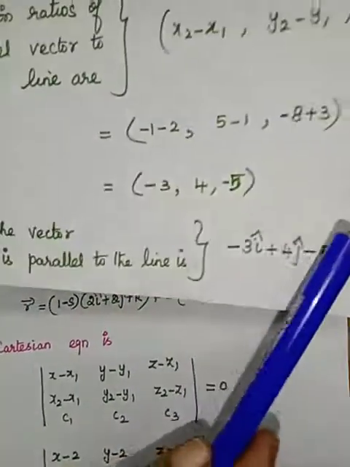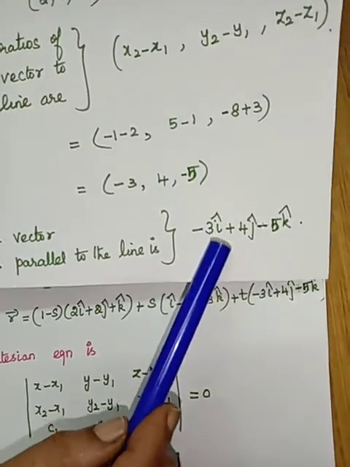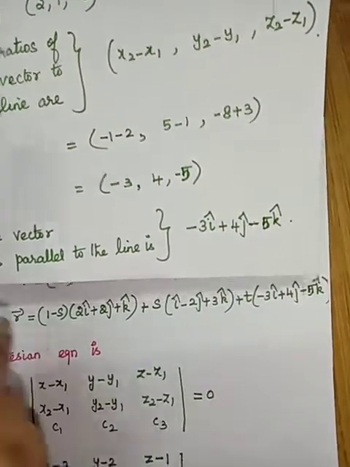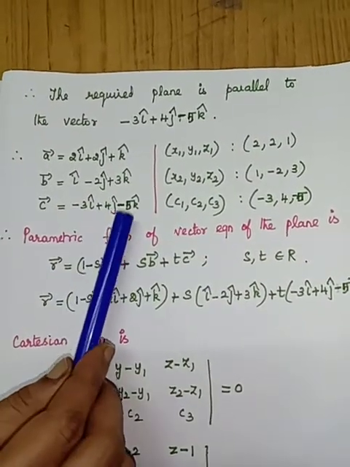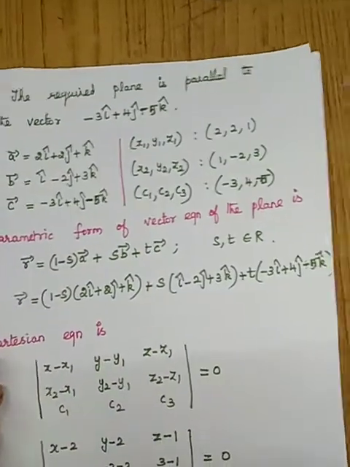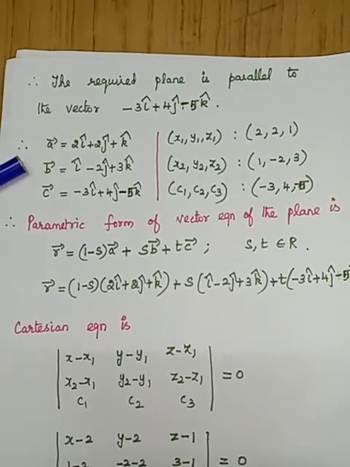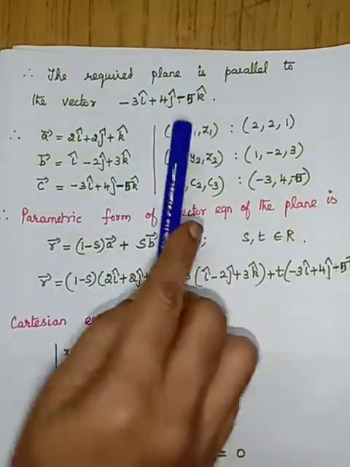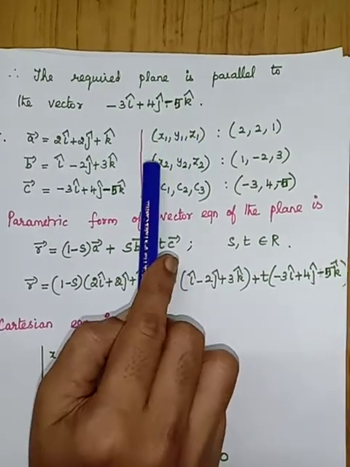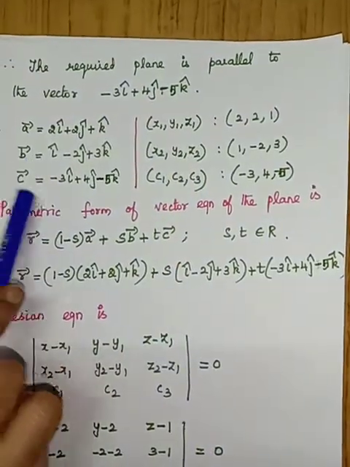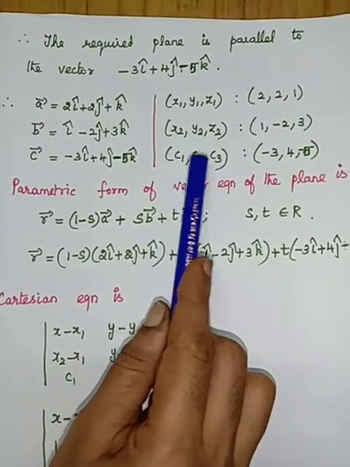And we have found the vector parallel to the line, which is parallel to the required plane. So C vector is equal to minus 3i cap plus 4j cap minus 5k cap. A vector and B vector are the position vectors of the passing points of the required plane. So the passing points can be taken in Cartesian form as x1, y1, z1 and x2, y2, z2, and C vector is the parallel vector to the plane, which can be taken as C1, C2, C3.